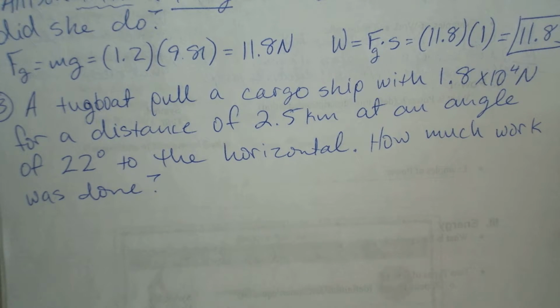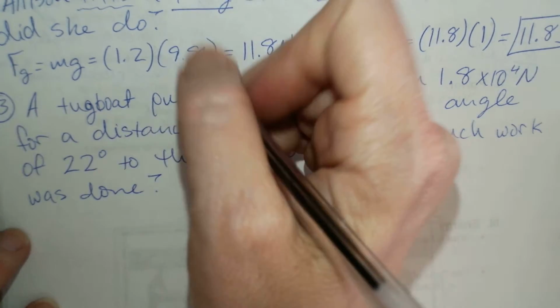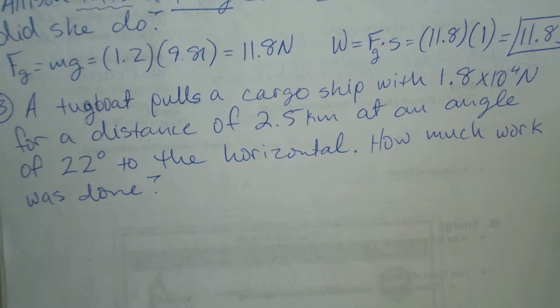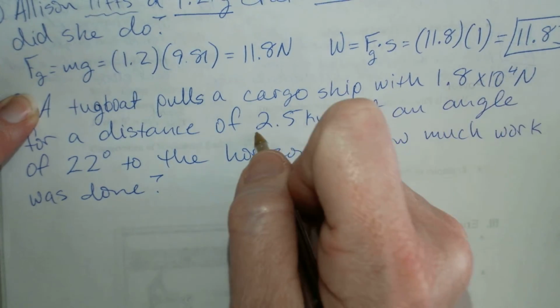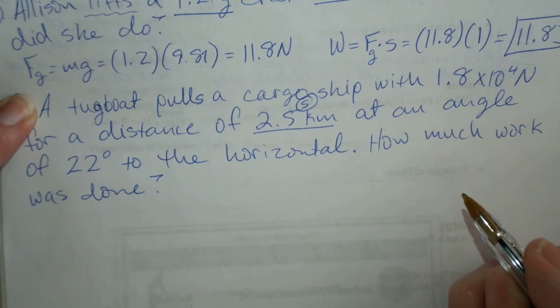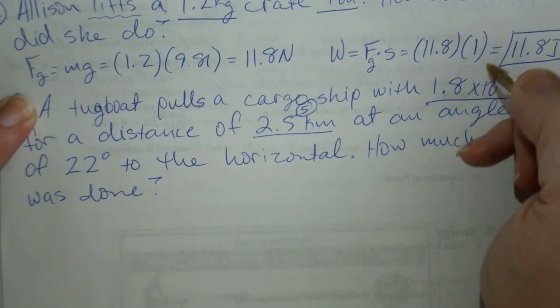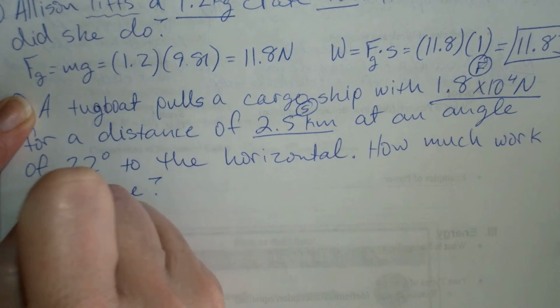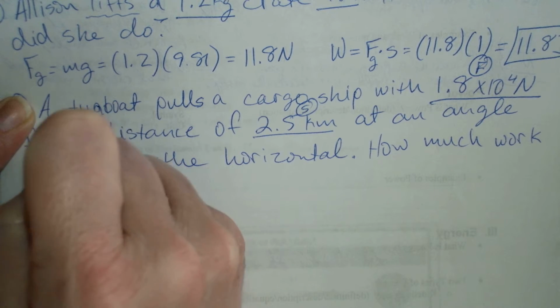Okay, third problem. A tugboat pulls a cargo ship with 1.8 times 10 to the 4th newtons for a distance of 2.5 kilometers at an angle of 22 degrees to the horizontal. And we want to know how much work is done. All right, so I have my displacement, my S, but it's in kilometers. I have my force, it's in newtons, so that works. I have my F, I have my S. Oh, and look, I've got an angle. So I've got an angle theta.